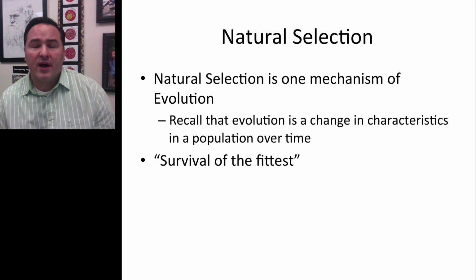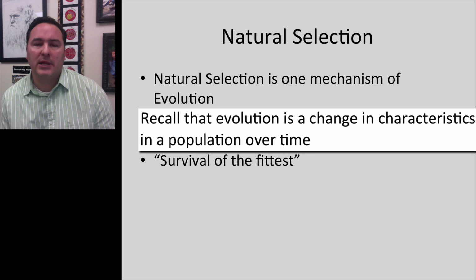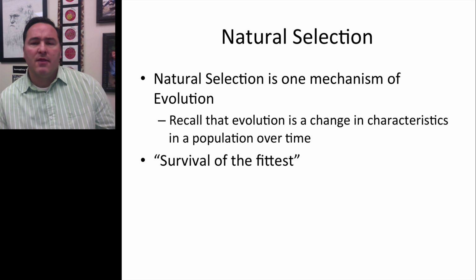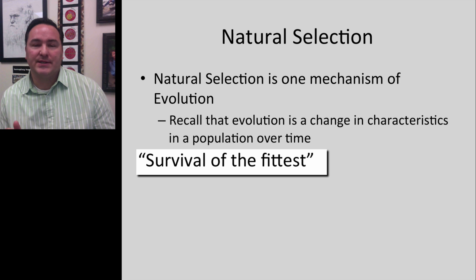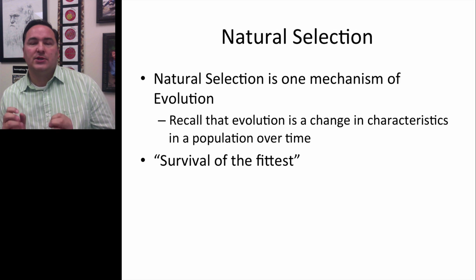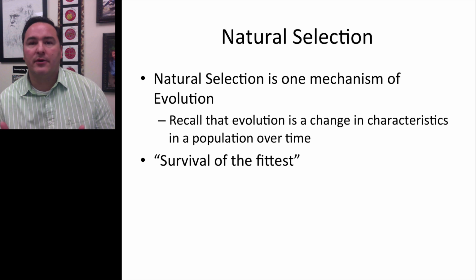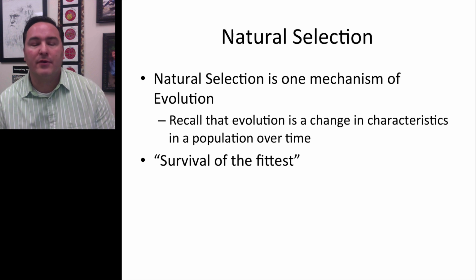Recall that we have already defined evolution as a change in characteristics in a population over time, right? And the nickname for natural selection that we sometimes attribute to Darwin, which actually didn't come from him, it came from a different person, is this idea of survival of the fittest. The idea that there are some individuals that, given a particular environment, happen to have characteristics that give them the added benefit of surviving, and therefore they survive, reproduce, and have offspring that have those same characteristics that gave their parents the advantage, and now they have those same characteristics as well.